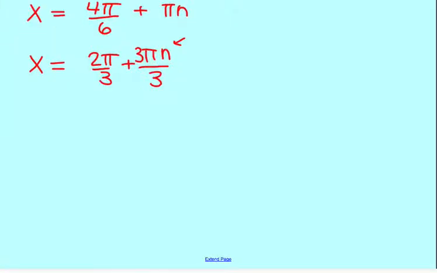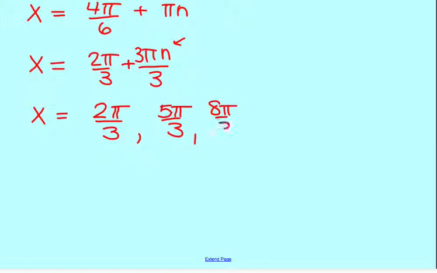So to find more angles in that first revolution, I'm going to add 3 pi over 3. So 2 pi over 3 plus 3 pi over 3 is 5 pi over 3. Then we add 3 more and we get 8 pi over 3. Now, let's think about 2 pi equals 6 pi over 3. So we don't need this 8 pi over 3. So we're going to go ahead and stop there.